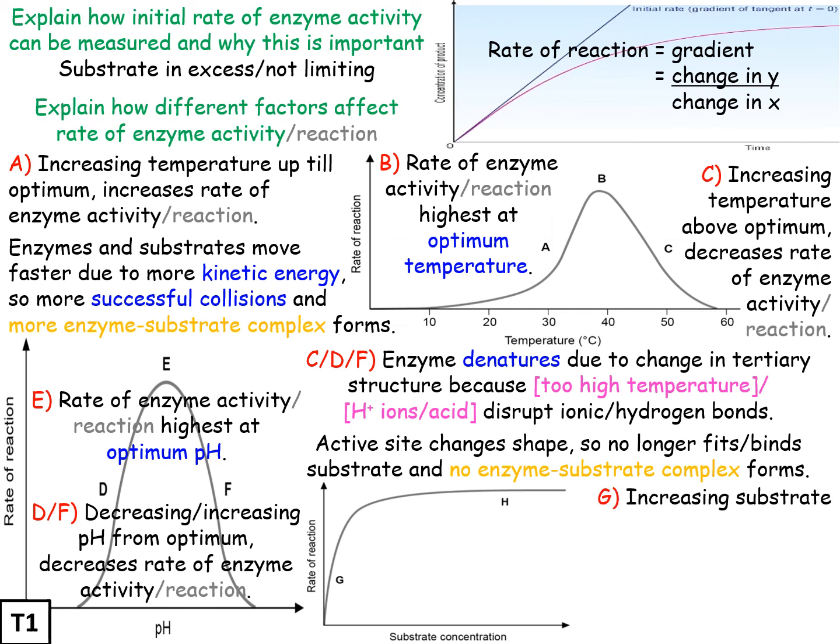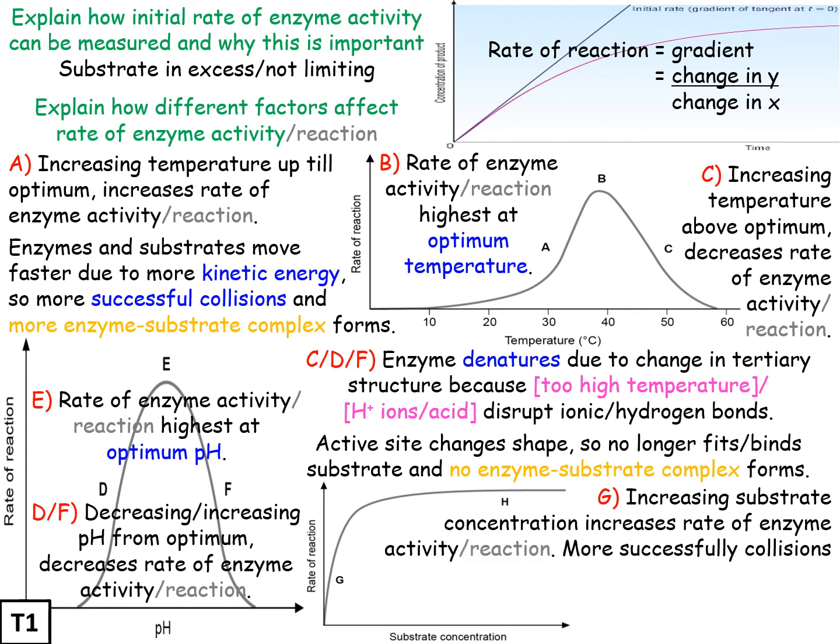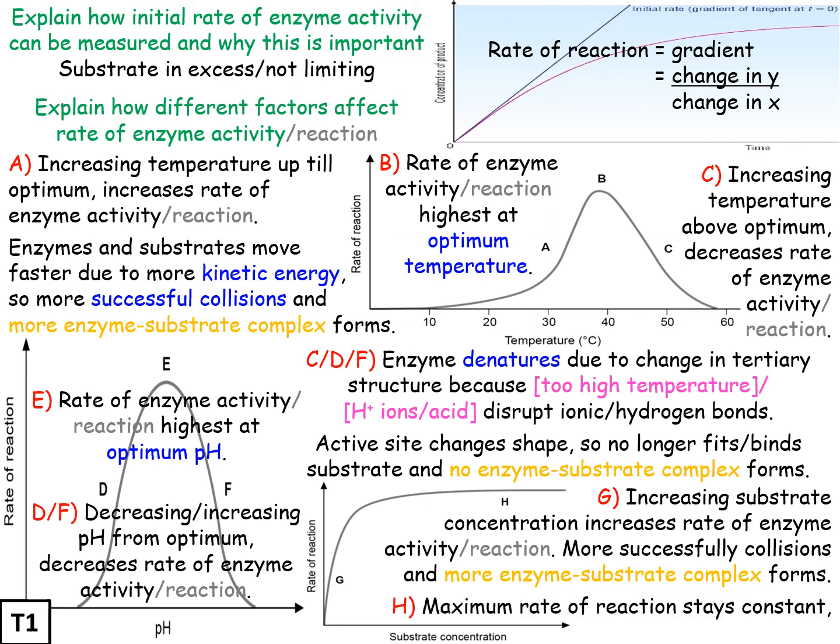Substrate concentration is slightly different. So you can see at G, when you're increasing the substrate concentration, that increases the rate of enzyme activity because there'll be more successful collisions and therefore obviously more enzyme substrate complex forming.